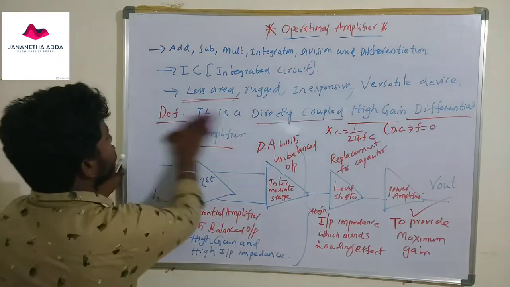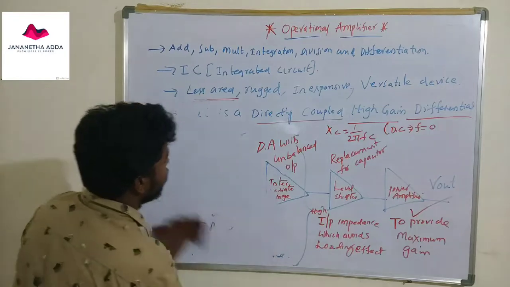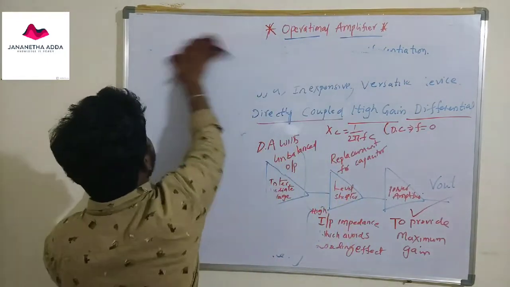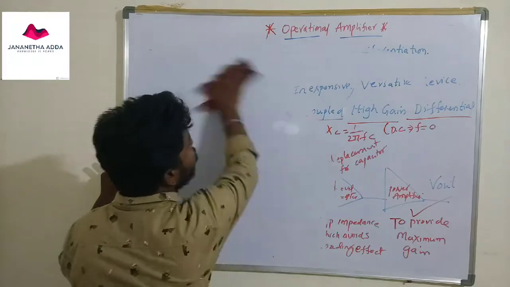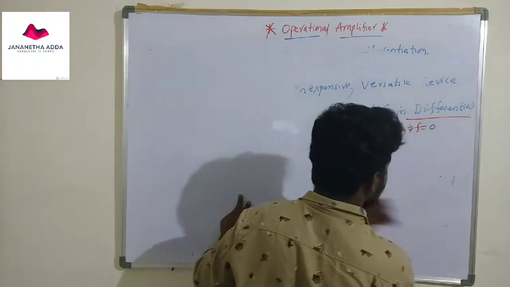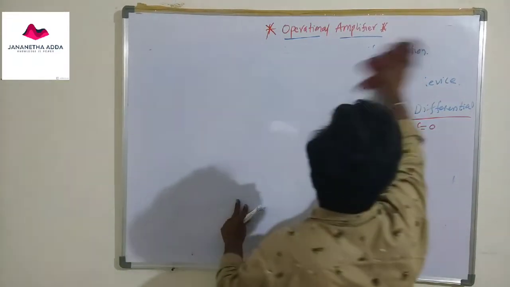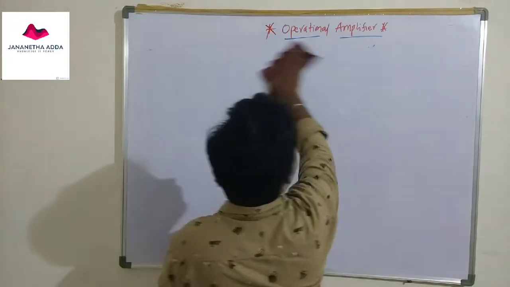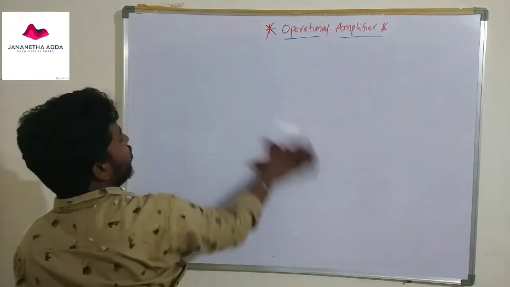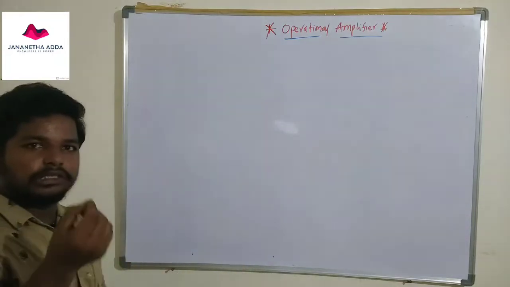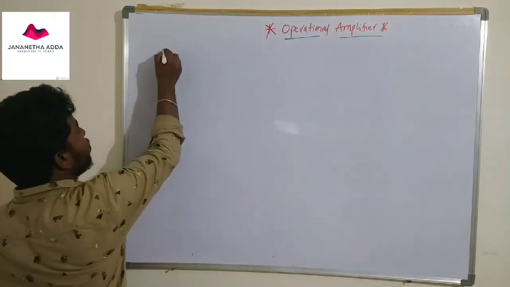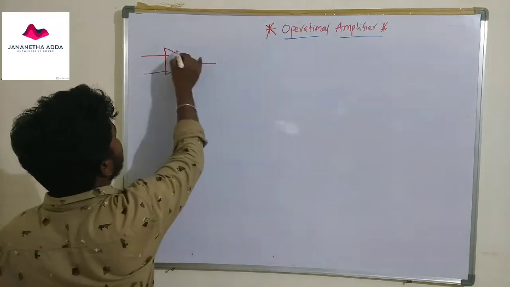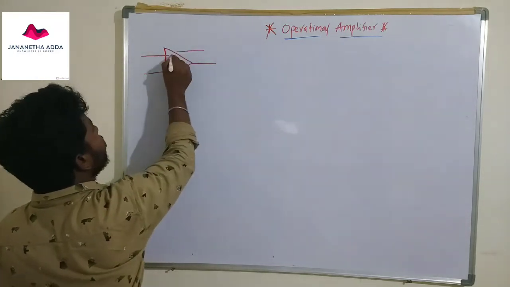If we discuss in detail the schematic representation of the operational amplifier, it has two input terminals and one output terminal, so that it satisfies our concept of a 3-terminal device. We will discuss a small concept here. We will represent it in a block diagram, with positive and negative inputs.